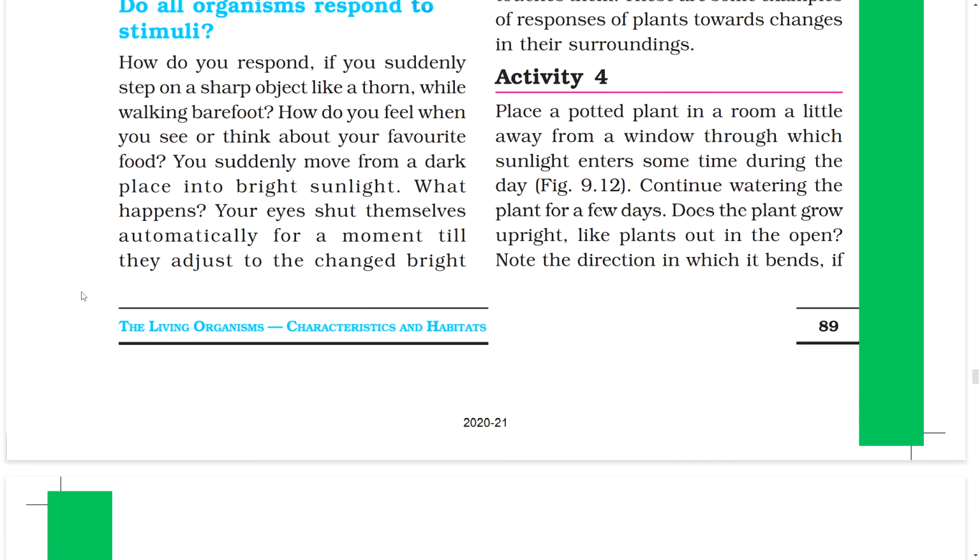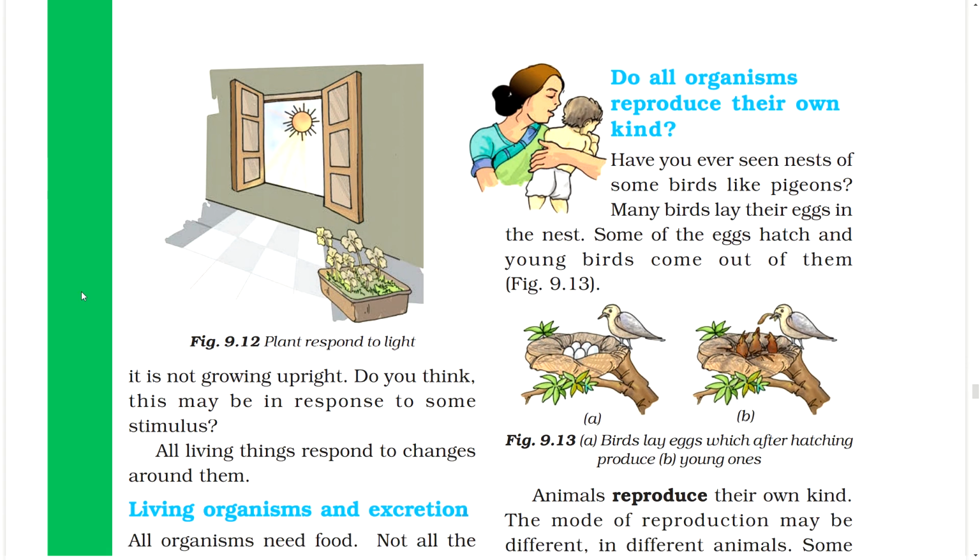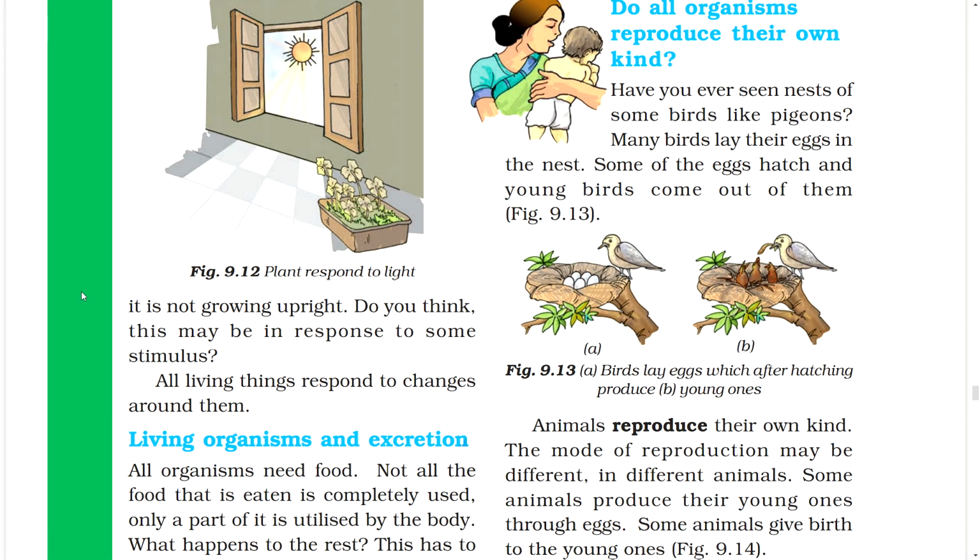Activity 4. Do this. Place a potted plant in a room a little away from a window through which sunlight enters sometime during the day. Continue watering the plant for a few days. Does the plant grow upright like plants out in the open? Note the direction in which it bends. If the plant responds to light, it is not growing upright. Do you think this may be in response to some stimulus? All living things respond to changes around them.